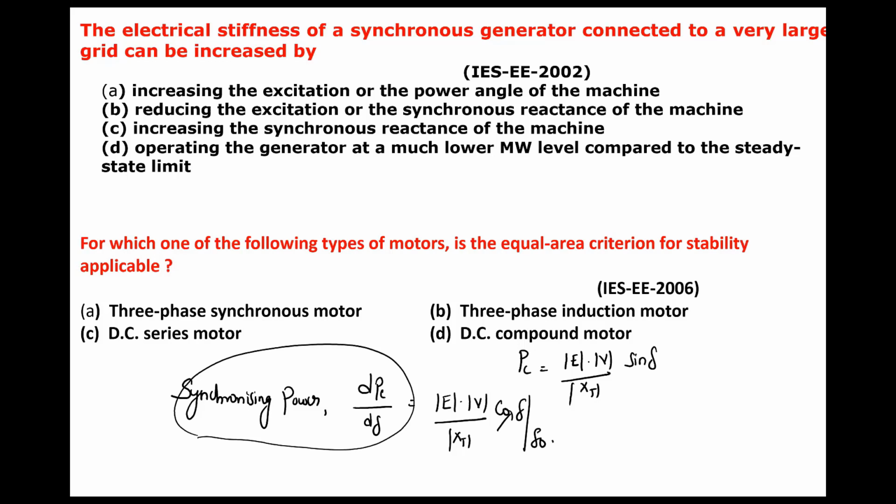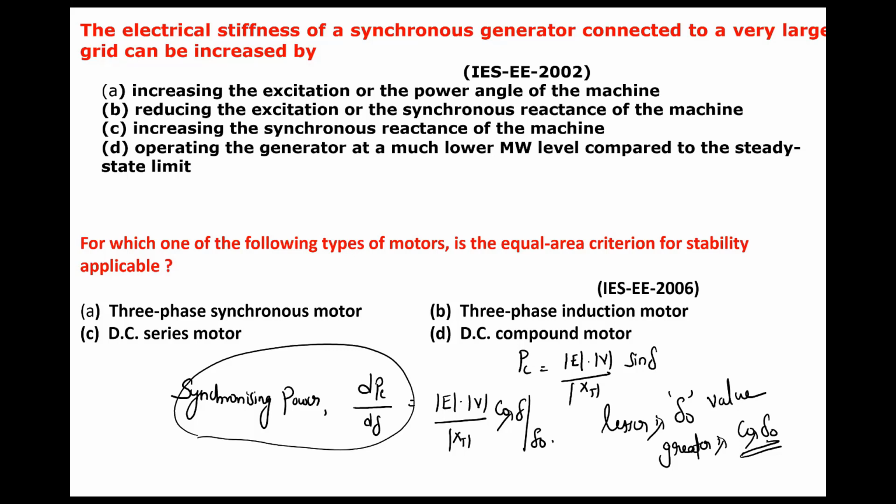So the electrical stiffness of a synchronous generator connected to a very large grid can be increased by operating the generator at a lesser delta naught value, then greater is the cos delta naught value. Understand? So greater will be the synchronizing power. We have already drawn curves and everything. So it is all about correlating the problem questions with the theory which you have learned. That is important to crack any objective.